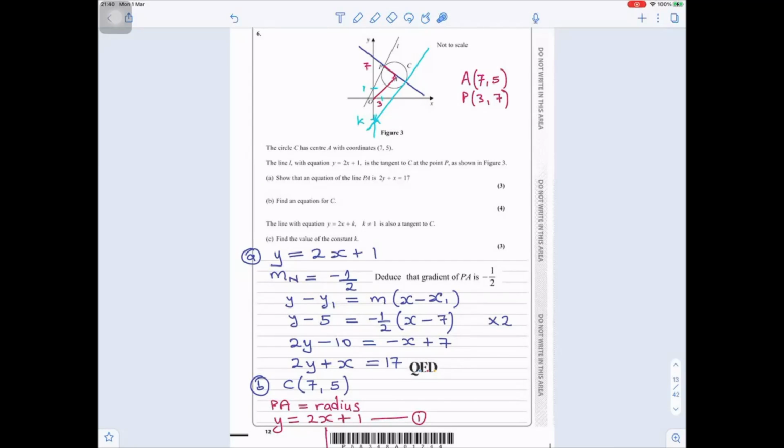And the center of the circle is 7, 5. PA is the radius of the circle. And we know the line is y equals 2x plus 1. So for part B, it says find an equation for C.